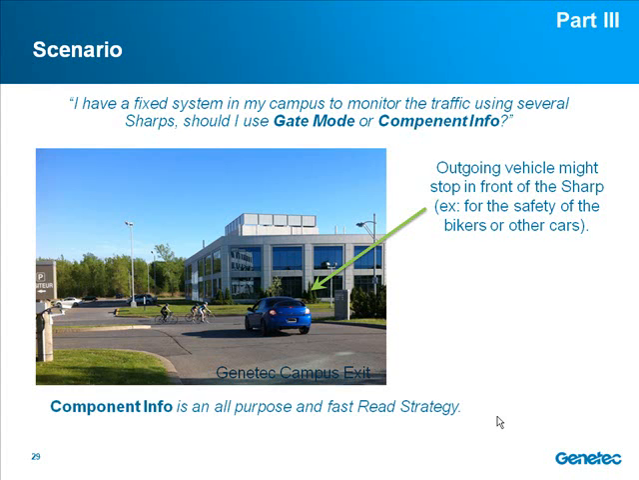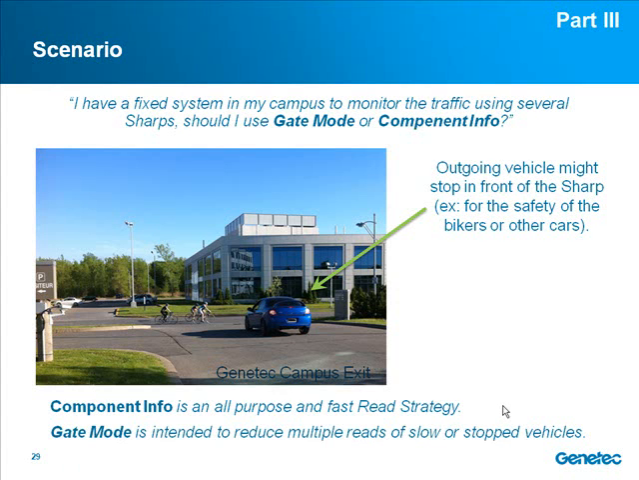So just to summarize, component info is our fast and all-purpose read strategy, whereas gate mode is used in cases where we have slow or stopped vehicles. If you're not sure, the best course of action would be to use the component info, and if you're getting too many duplicates, then try to switch it over to the gate mode.